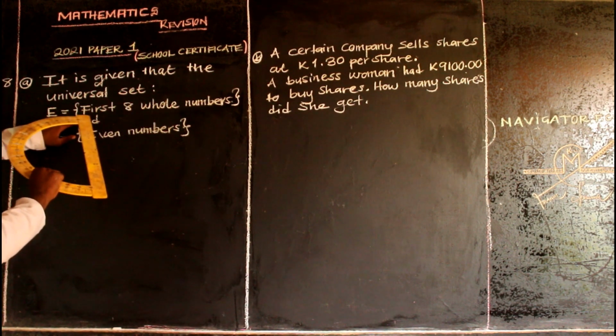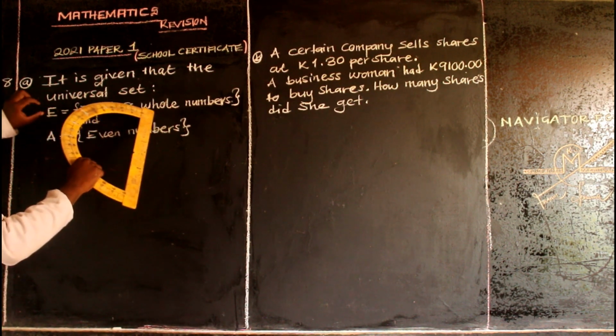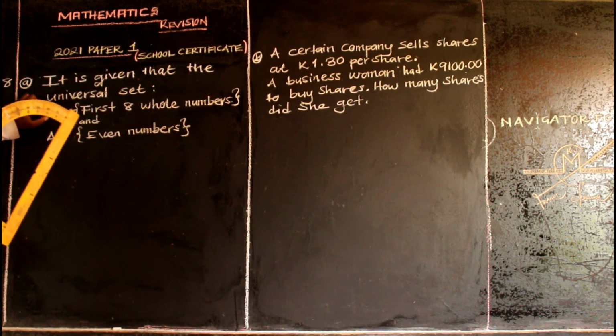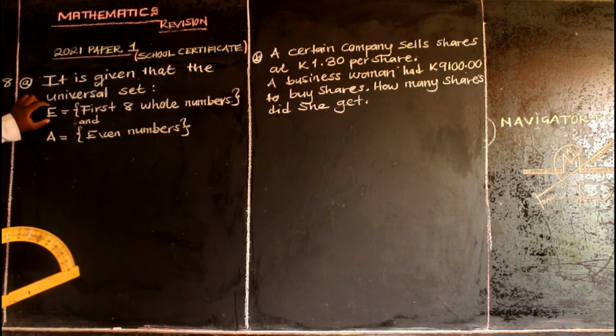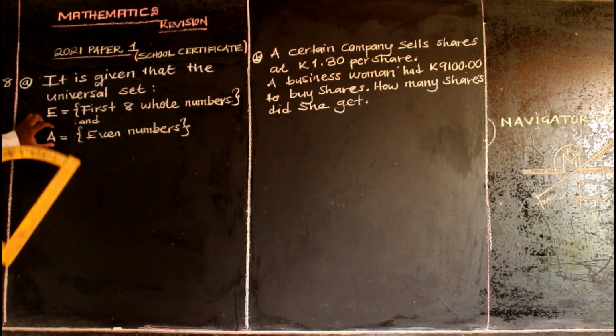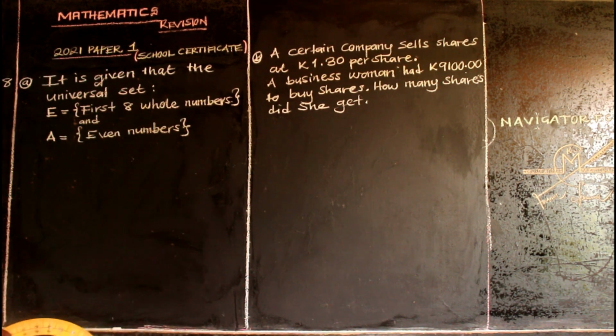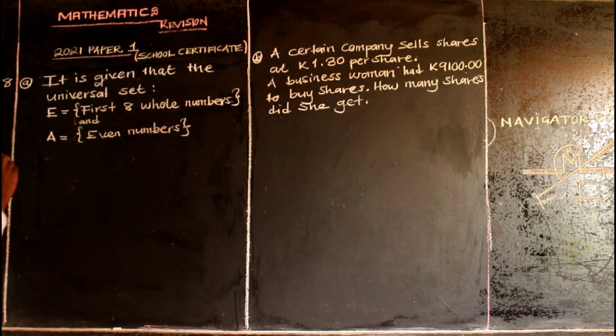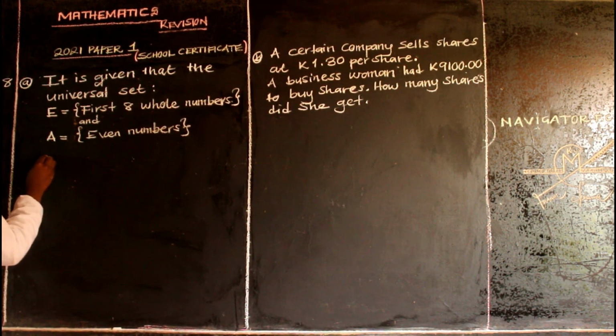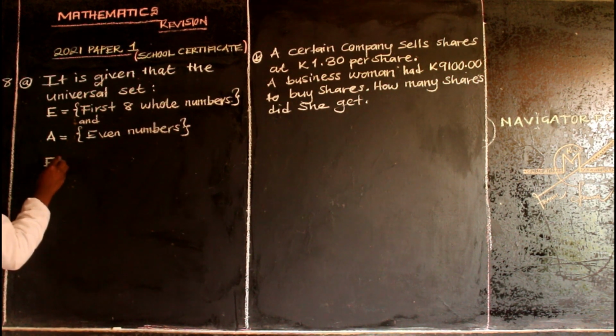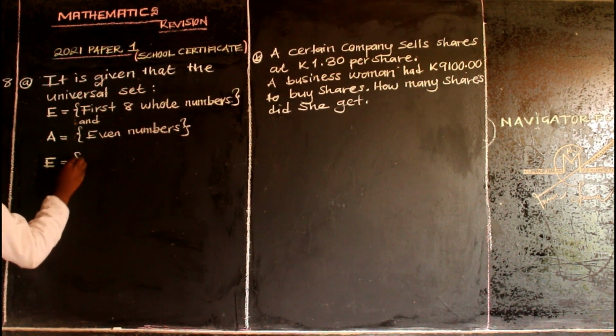These are part and parcel of the universal set. Set A is just a list of even numbers from the first 8 whole numbers. So what we are going to do is first list set E, which is the universal set. Let us come up with the universal set.